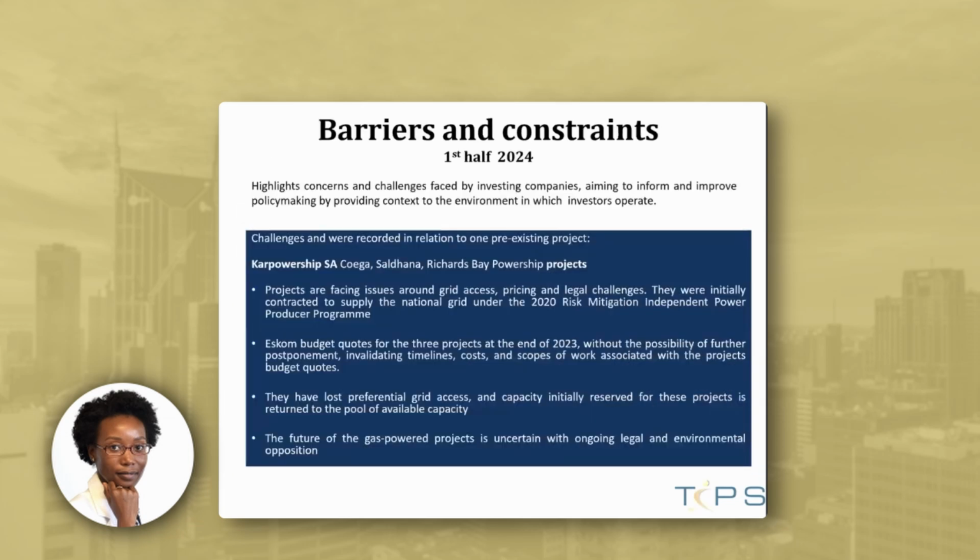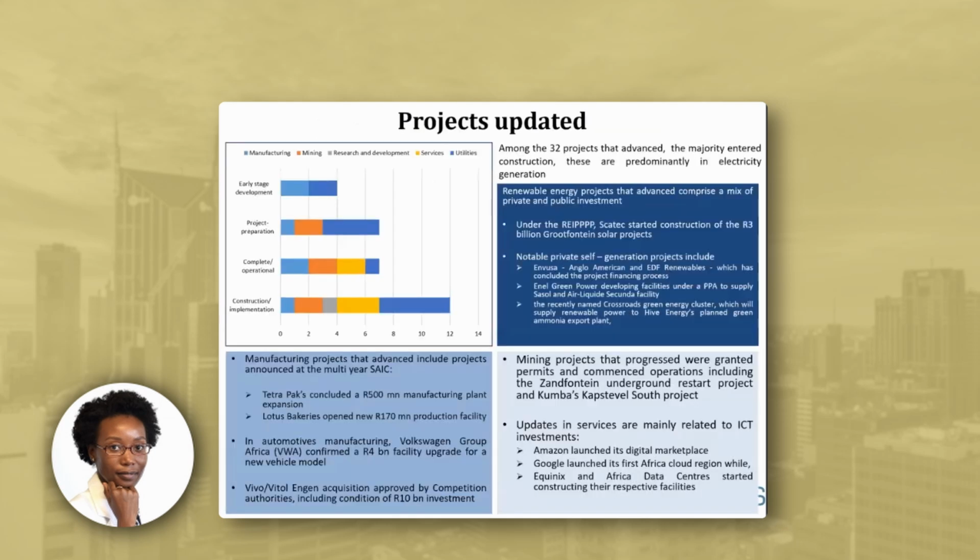We have a section called Barriers and Constraints that's just to say these are the challenges that investors are experiencing, and the only one that we identified over this period is the Karpowership projects that are facing issues around grid access, pricing, and legal challenges. Of the projects that we updated, most of them are renewable energy projects, which are a mix of private and public investment. We also noted projects that were announced at previous investment conferences that also materialized.